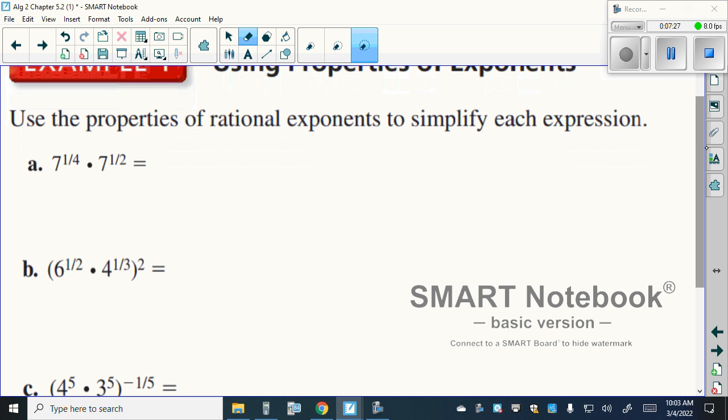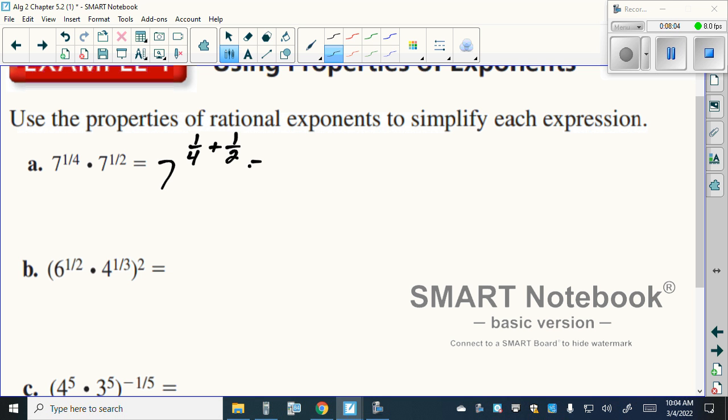Use the properties of rational exponents to simplify each expression. Luckily for these, I'm not going to have you rewrite it as a radical. We'll leave it as fractional exponents. Now, we look at this first one here. We have 7 to the 1/4 times 7 to the 1/2. The bases are the same, both 7, and they're being multiplied together, so we're talking about our product of powers. We're going to add the exponents. So we're really saying that we have 7 to the 1/4 plus 1/2.